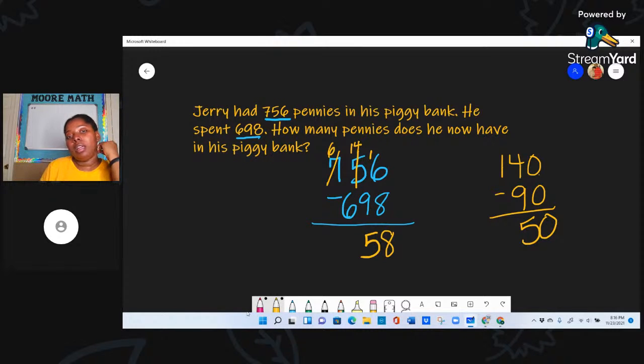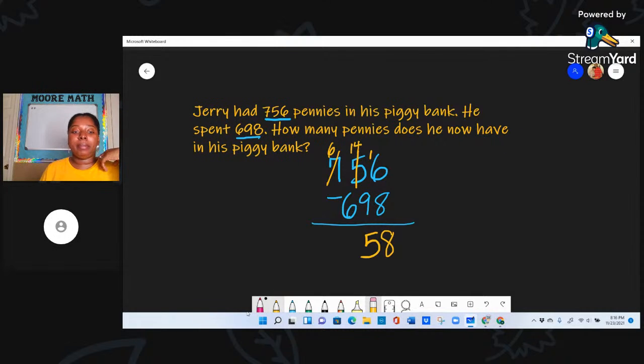Okay. And then what? We subtract 6 minus 6, which is 0. Good. And we don't have to write the 0. Now what? We add, we now know how many pennies we have. Good. Okay, so now we have 58 pennies.